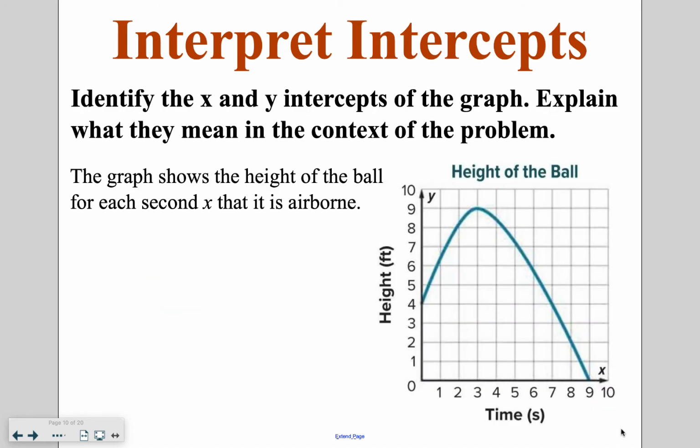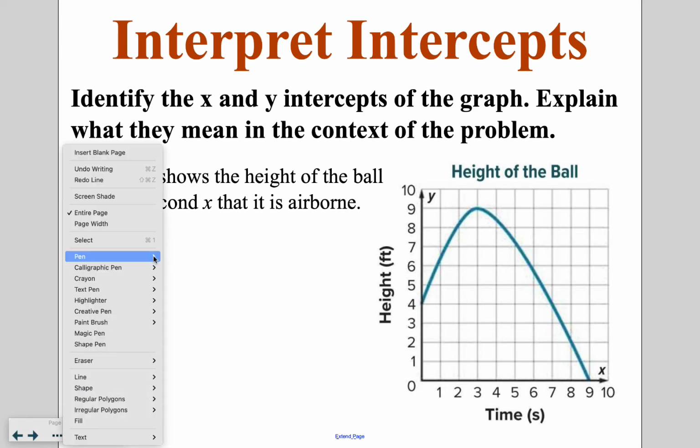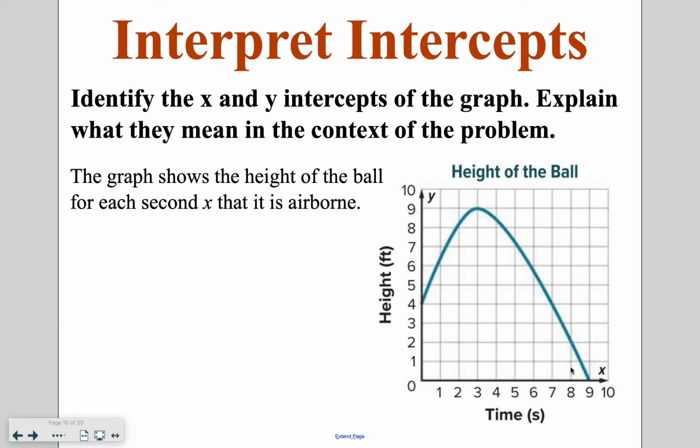Sometimes we need to be able to interpret these values within the context of the problem. So we're going to start by identifying them. In this case, we have an x-intercept over here at (9, 0). Within the context of the problem then, I need to look at what the axis says. So this time now is 9 seconds and a height of 0.